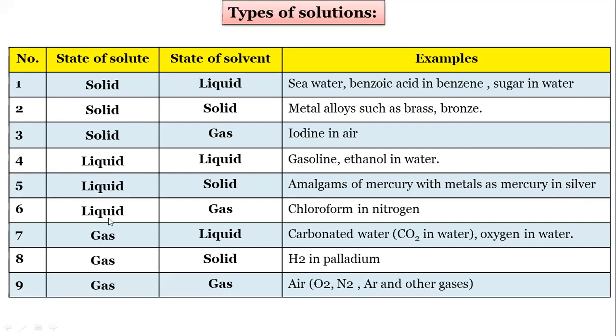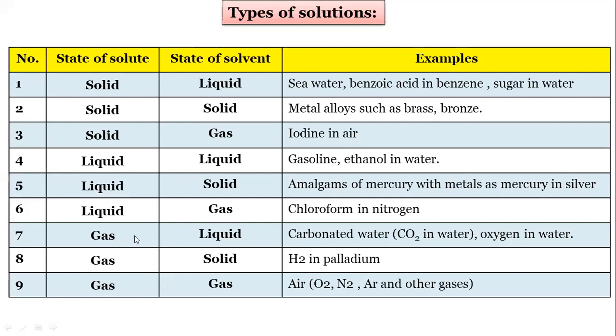The next type of system is liquid and gas. The solute is a liquid and the solvent is a gas. It is chloroform in nitrogen. See, chloroform is in liquid state and nitrogen is in gaseous state. So the system is liquid and gas. The solute is liquid and the solvent is gas.